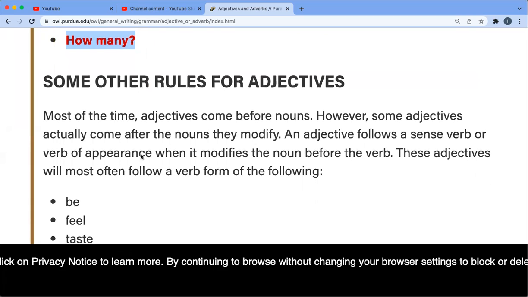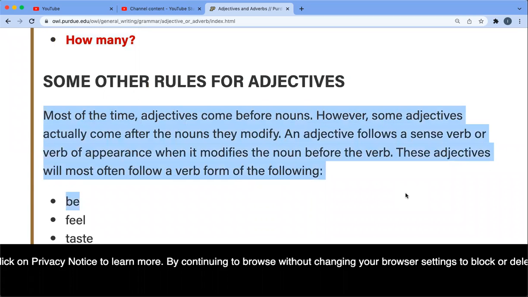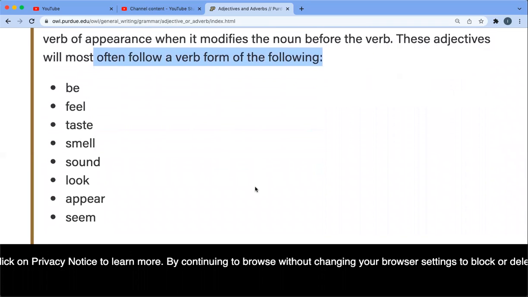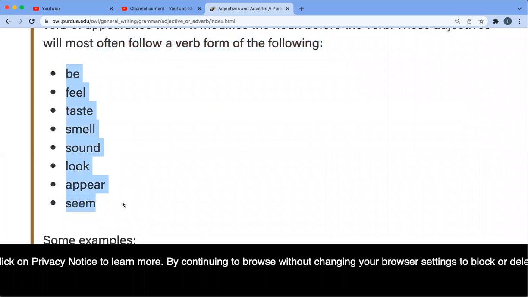Some other rules of the adjectives. Most of the time, adjectives come before the nouns, but there are some specific adjectives that come after the nouns to modify. An adjective follows a sense verb. Sense verbs are related to your senses, hearing, tasting, and so on. So those verbs, the verbs of appearance, modify the noun before the verb. The adjectives will often follow a verb from the following. These are the sense verbs, your five senses: be, feel, taste, smell, sound, look, appear, and seem.